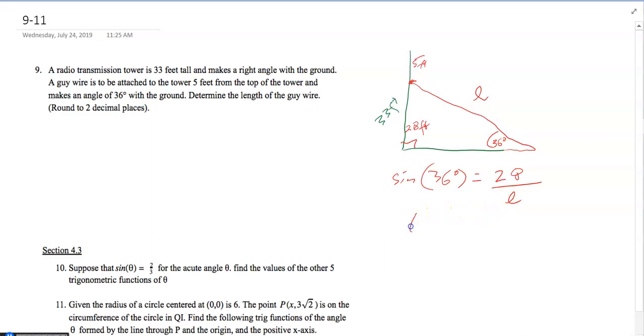So therefore, L would be equal to 28 over sine of 36 degrees. And your answer there would be, rounding to 2 decimal places, 47.63 feet. And that's your answer.